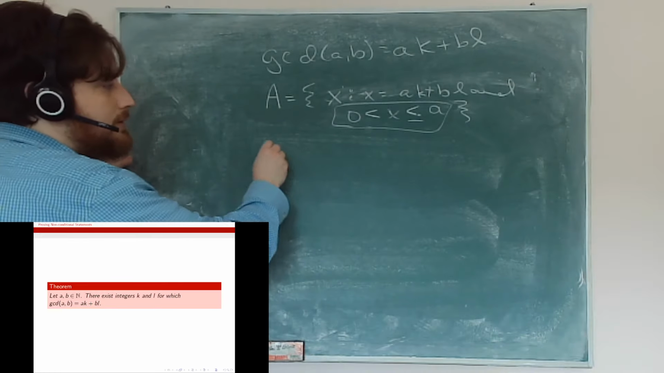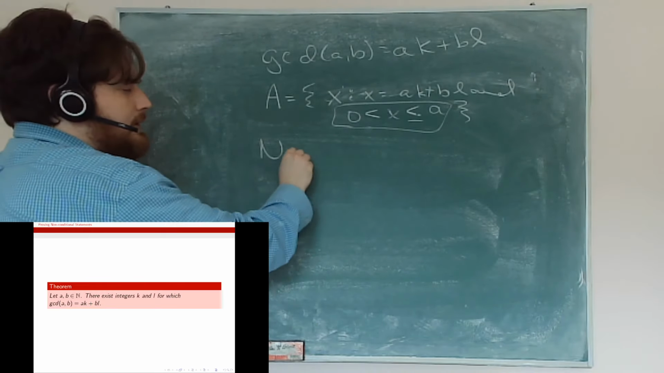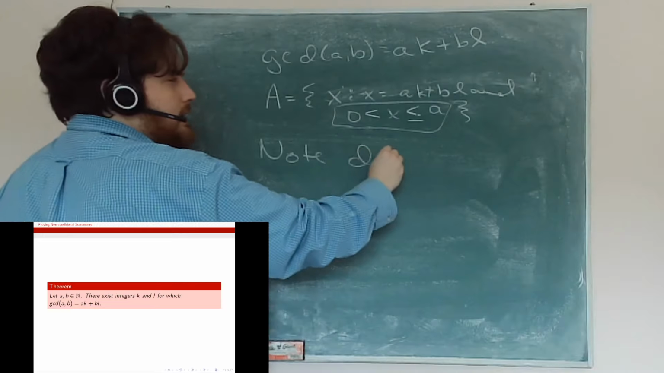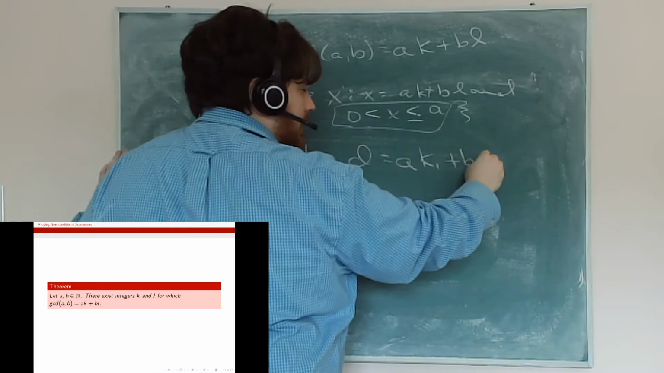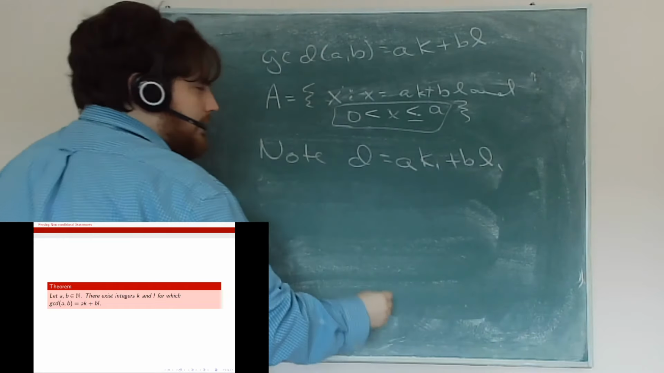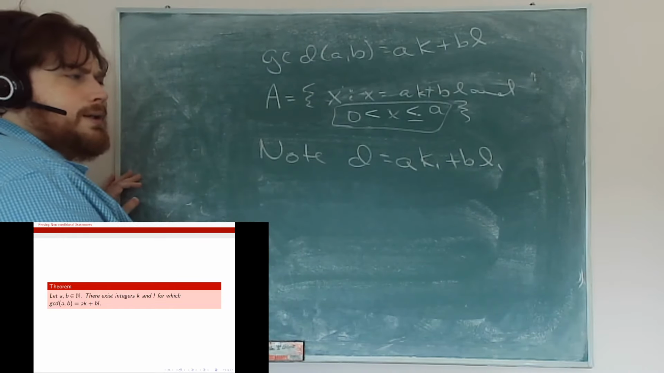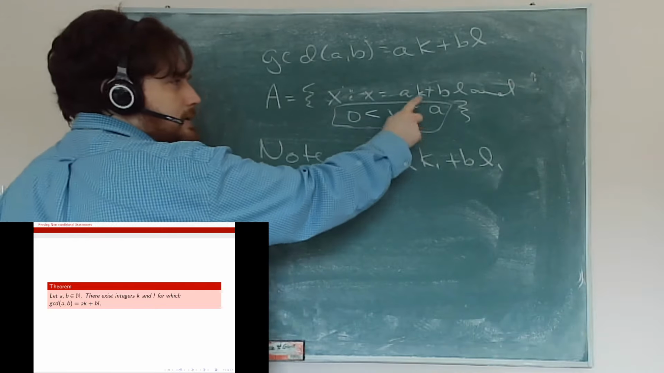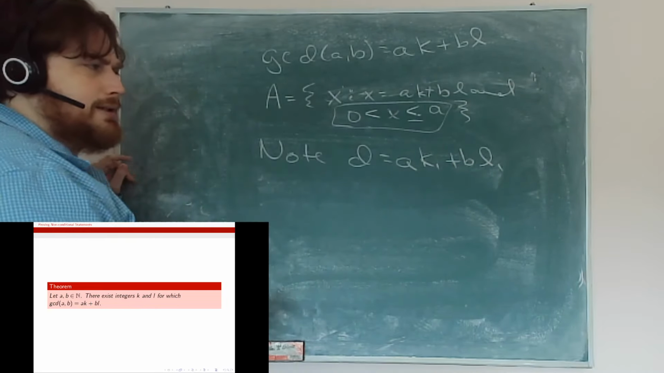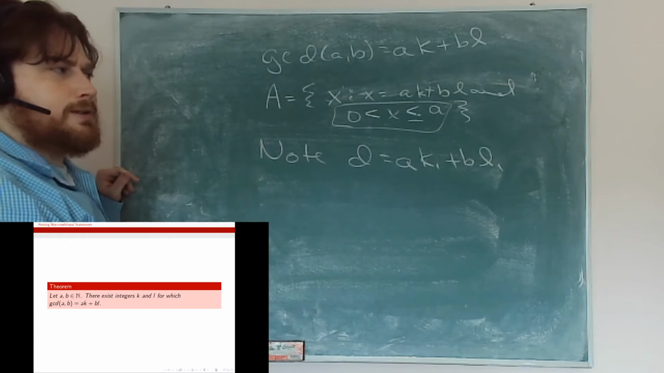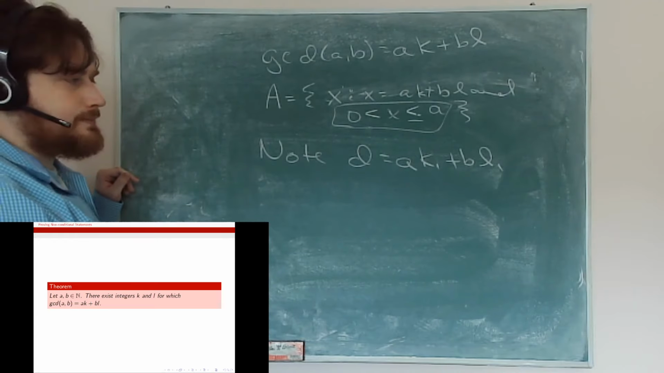So, note, D is equal to A times, let's say, K1 plus B times L1 for K1 and L1 integers. I'm just trying to use different letters. I have K and L up here, so I'm going to use K1 and L1 to say that they're a fixed K1 and L1.